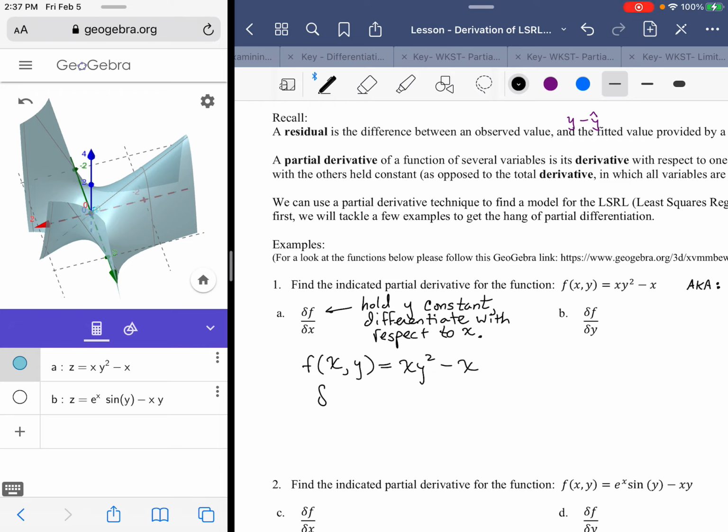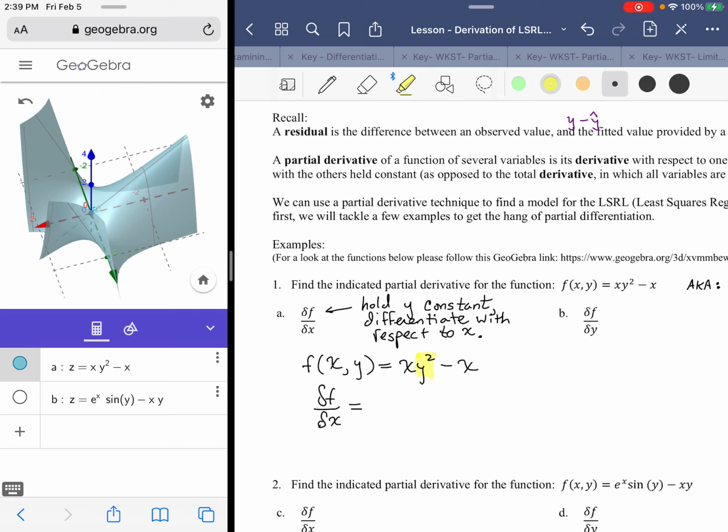I'll use my notation, df/dx. So that's going to tell me to essentially treat the y as if it's just an ordinary constant multiplier. If this were x times 2 squared, you know what the derivative would be, because 2 squared would be 4. The derivative of 4x would just be 4.